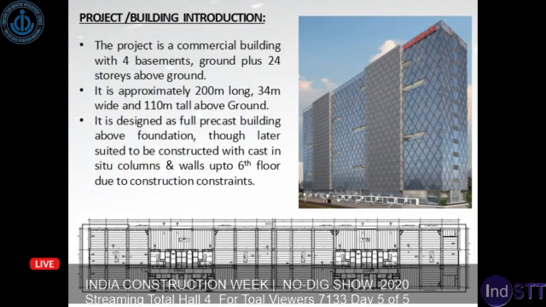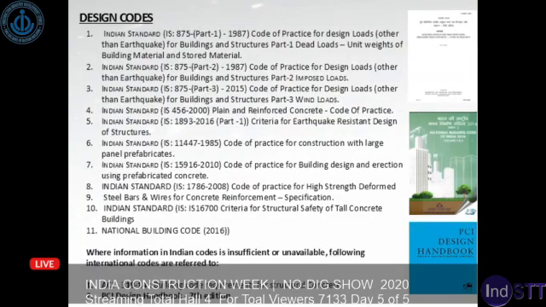The project is a commercial building with 4 basements, ground plus 24 stories above ground. As you can see in the plan, it is approximately 200 meters long, 34 meters wide, and 110 meters tall above ground. It is designed as a full precast building above foundation, though later changed to be constructed with cast in situ columns and walls above the 6th floor due to construction constraints.